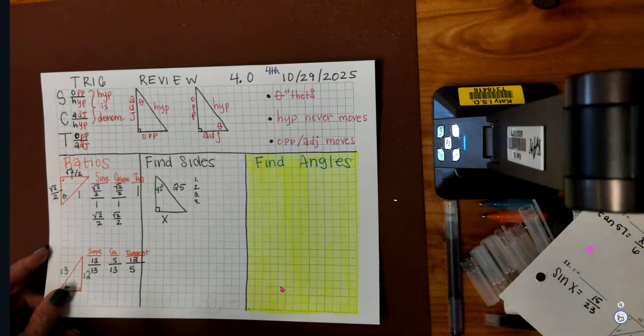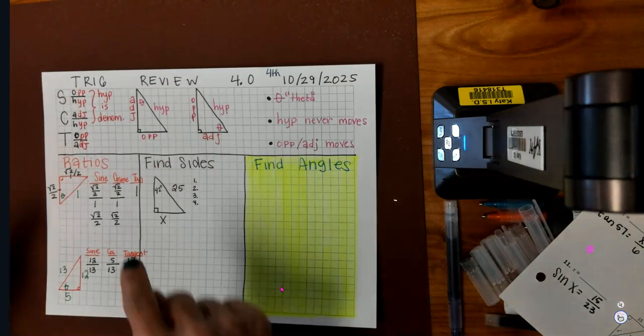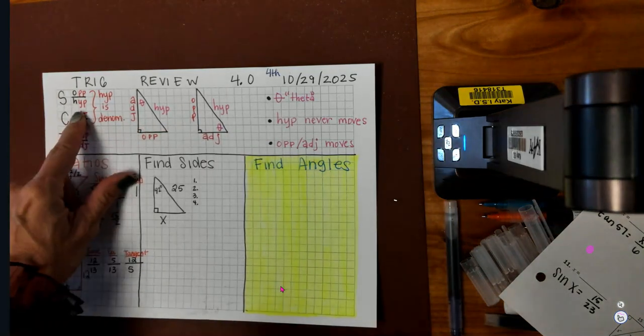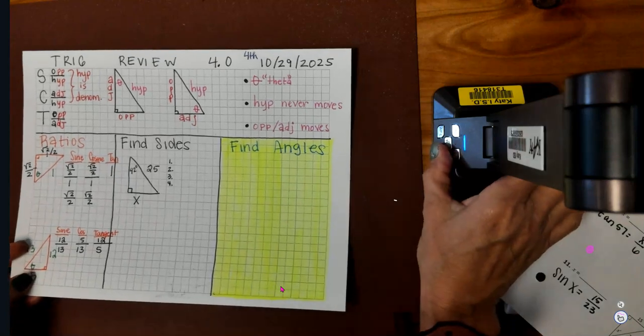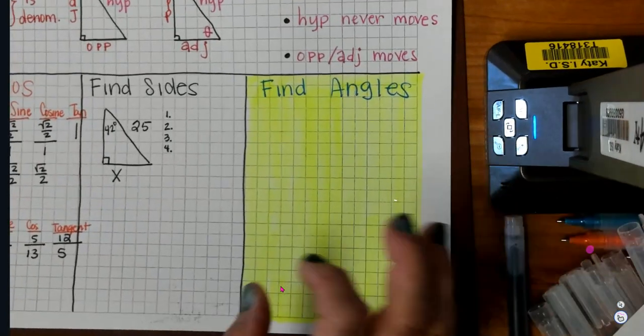Trig ratios, guys, remember sine and cosine drive everything. Sine and cosine drive everything because they always have the hypotenuse in the bottom. Let's go ahead and practice finding sides and finding angles.